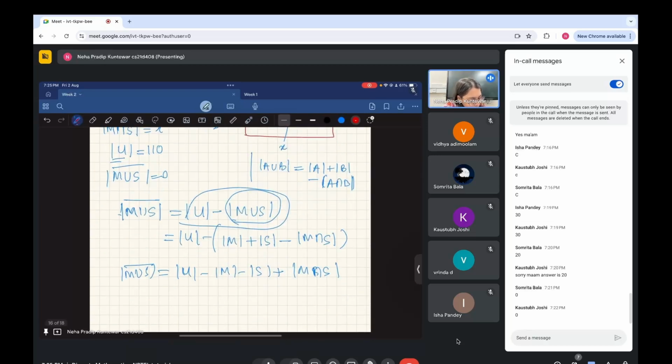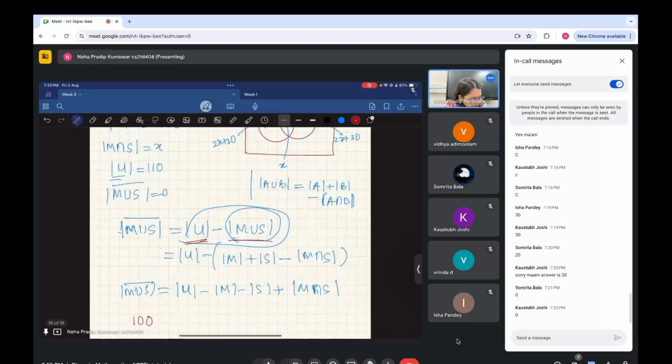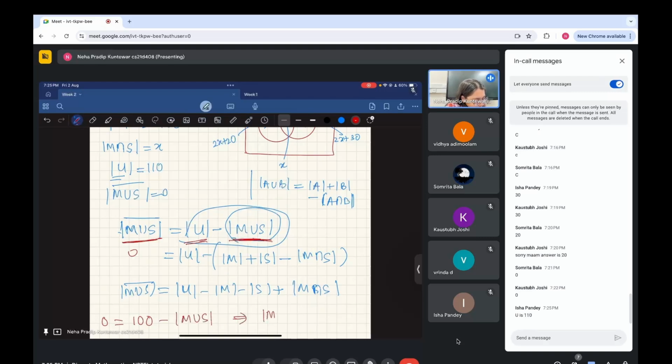So what is the cardinality of U here? You have 100 minus cardinality of M minus, which is, so the cardinality of the set on the LHS is 0, so you get that the size of M union S is 100. Okay, so thank you for pointing out, it is actually 110. So okay, I'll just write it again. So you have that cardinality of M union S is 110.